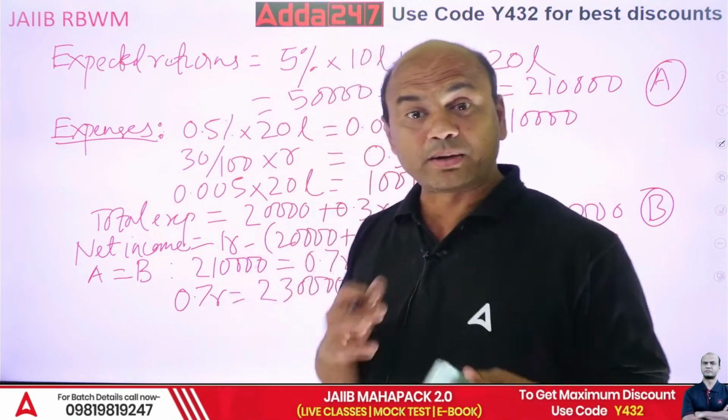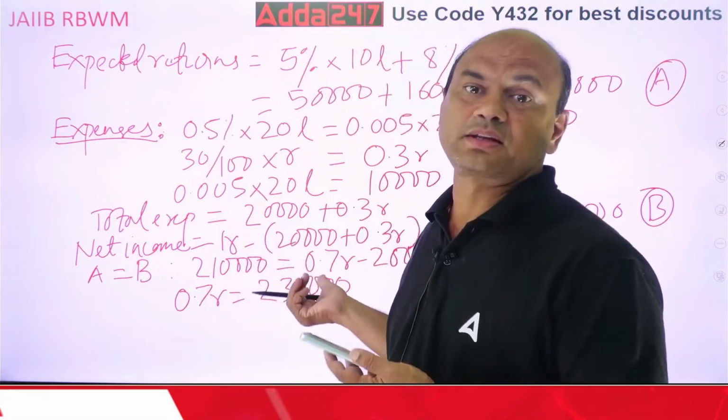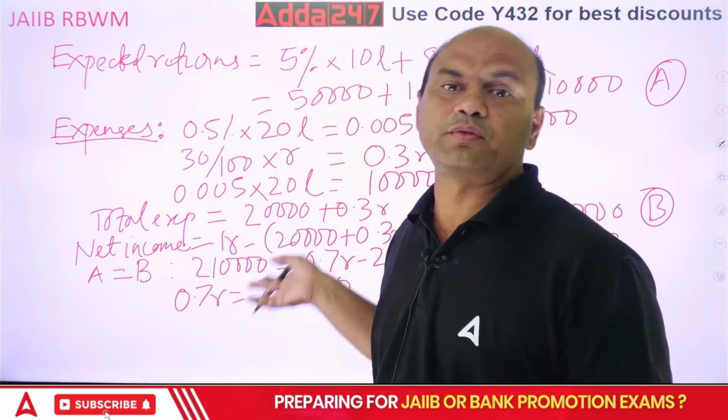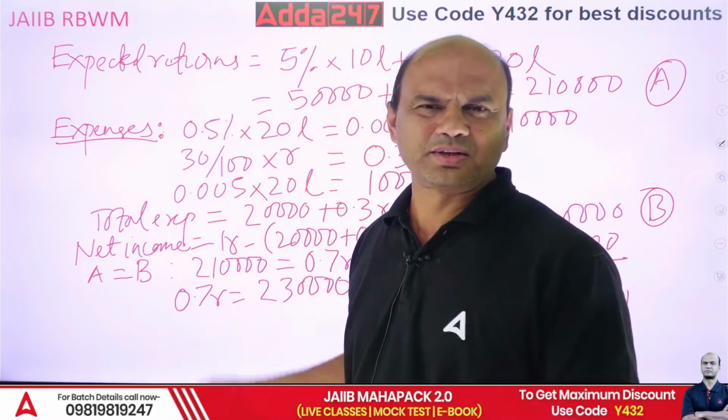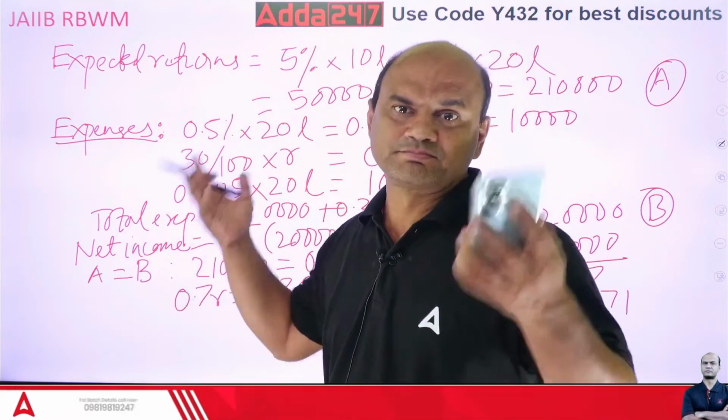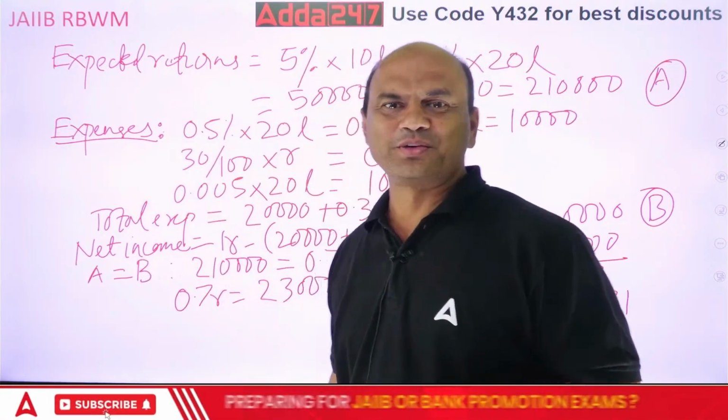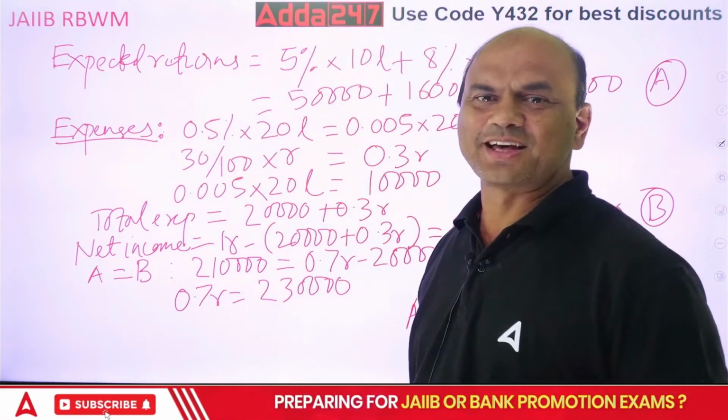You need to be that much fast. In fact, even faster than this. I was explaining to you, that's why we took so much time. In the exam, you should do it in hardly 2-3 minutes. Then only you can be great, isn't it? You can score 60 plus in RBWM.